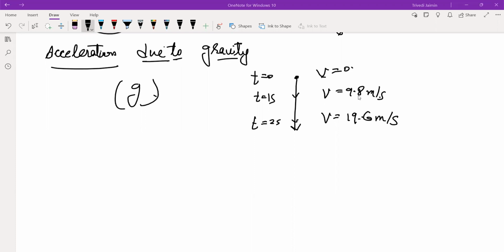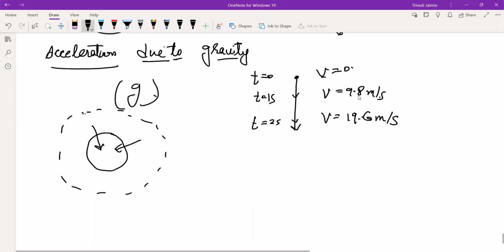So what is happening here actually? Everything is attracted towards the earth. So if we are on this earth, everyone is attracted towards the earth, due to its gravitational pull, not apart from that. We are getting attracted towards the center of the earth. And who is pulling us there? Gravitational force.